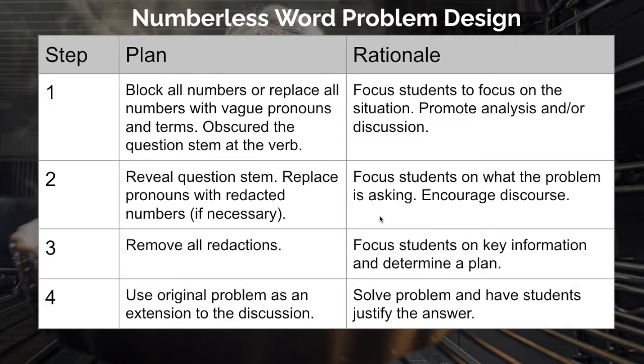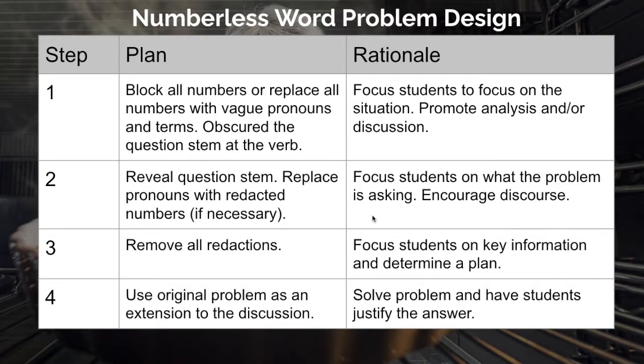The basic plan of a numberless word problem is in 4 steps. 1, block all the numbers or replace them with vague pronouns and obscure the question stem. The reason is we want to focus the kids on the situation. Step 2, we're going to reveal the question stem, but we're still going to block the information pertinent. So if we did switch it with vague terms, we're going to go ahead and make them just blocks.